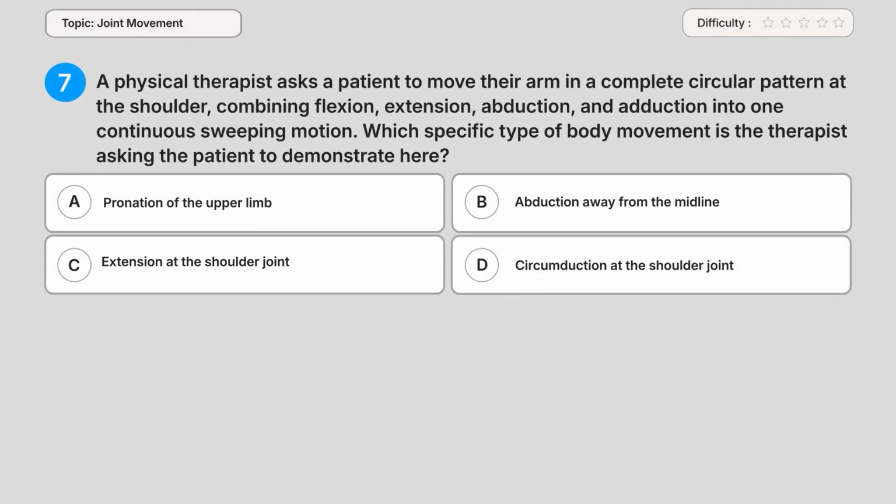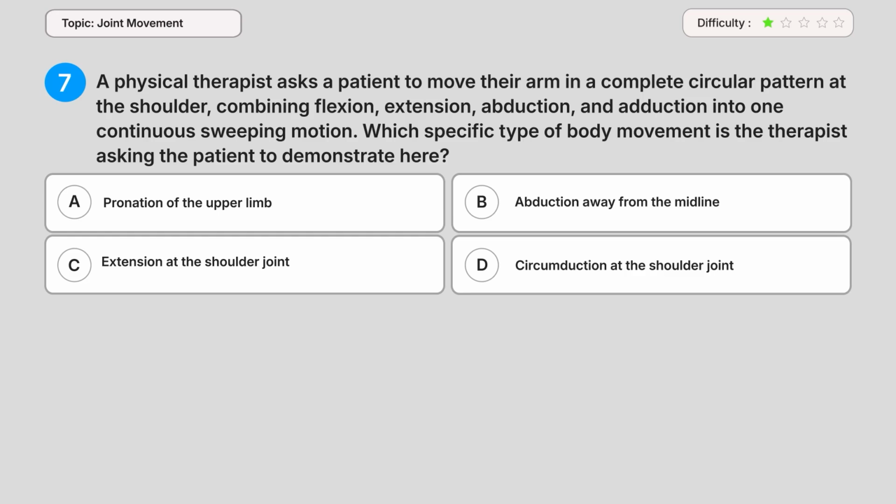7. A physical therapist asks a patient to move their arm in a complete circular pattern at the shoulder, combining flexion, extension, abduction, and adduction into one continuous sweeping motion. Which specific type of body movement is the therapist asking the patient to demonstrate here?